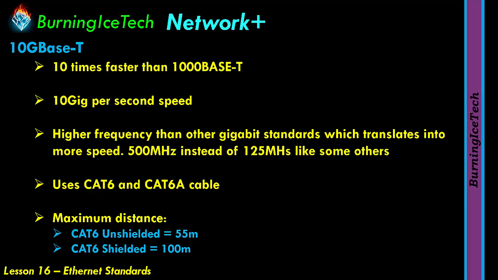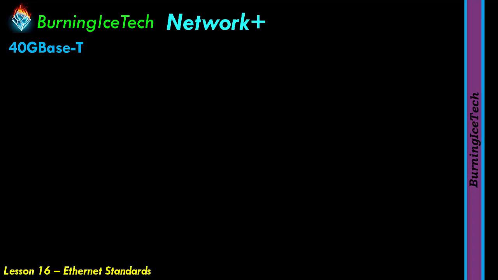You will, however, notice that nobody actually really uses Cat6. Instead, people just use Cat6A, and with Cat6A, you can get up to 100 meters in distance, regardless of whether you're using unshielded or shielded. So that's just generally what people will use. Now, with both unshielded and shielded, you will get the usual 100 meters if you're using Cat6A with this standard. Now guys, next up, we've got the 40GBASE-T standard.